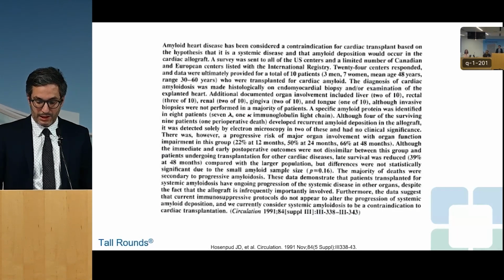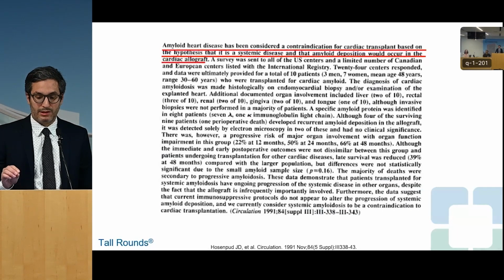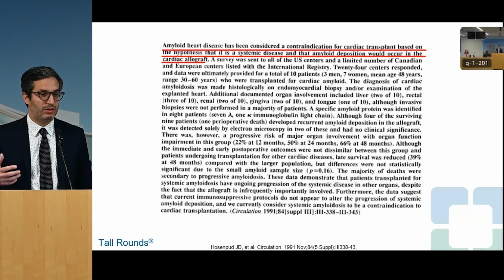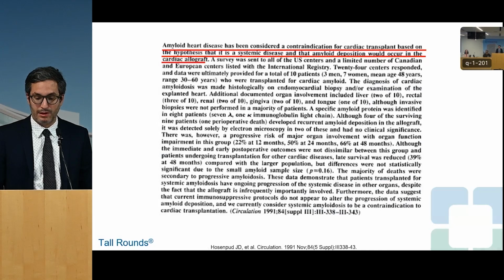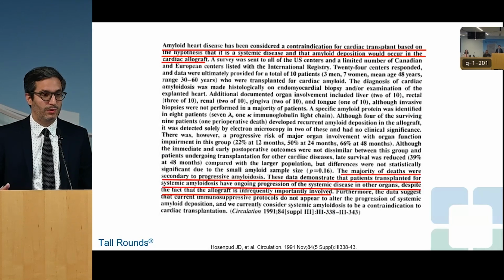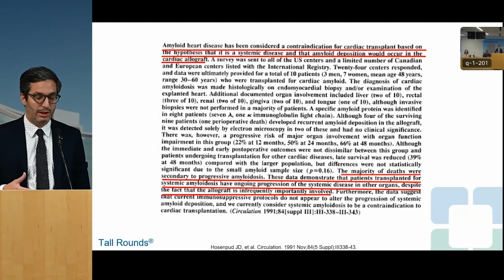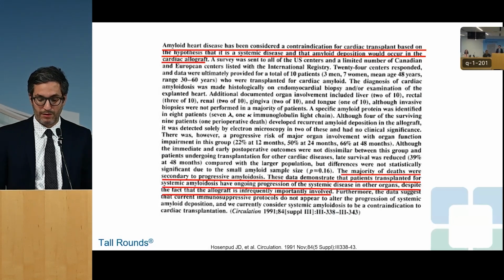From this paper, again, they focused on the fact that before, amyloidosis was a contraindication to heart transplant because of the potential amyloid deposition that could occur in the cardiac allograft. The concern was that there could be systemic progression of the disease afterwards, which could make the prognosis and the outcome of that patient much worse.